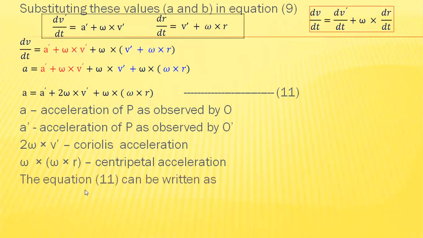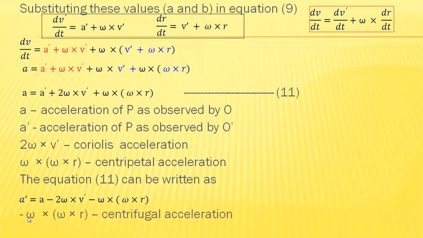acceleration. Now equation 11 can be written as a dash equals a minus 2 omega cross v dash minus omega cross omega cross r. Here minus omega cross omega cross r is the centrifugal acceleration. The positive term is the centripetal acceleration, and the negative term is the centrifugal acceleration.